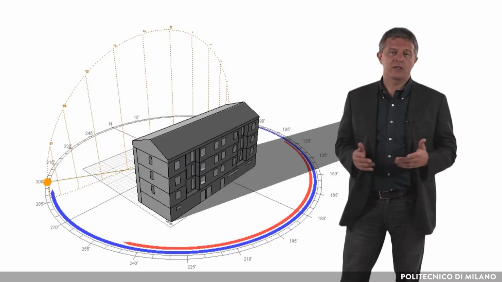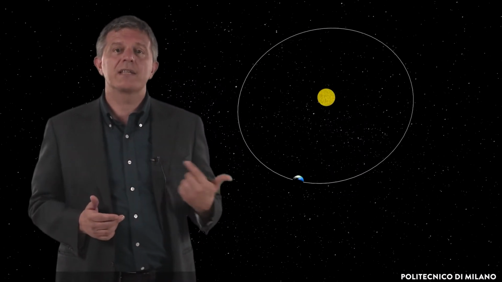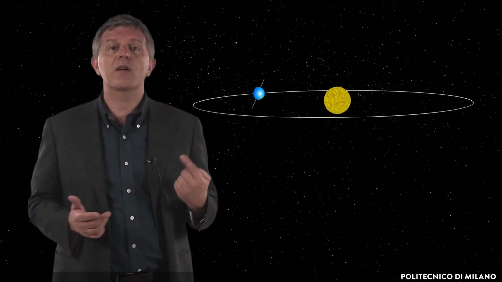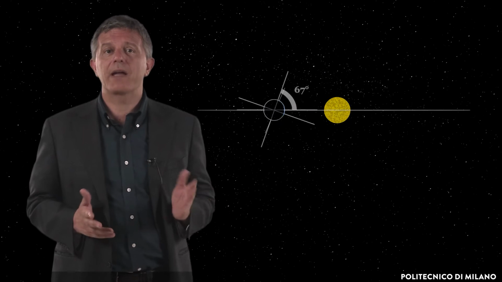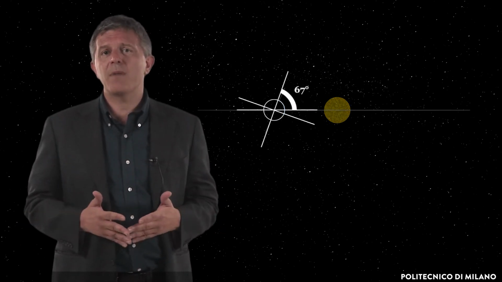and energy efficiency. The Earth moves along an elliptical orbit around the Sun in a little more than 365 days and also rotates around its own axis, inclined by about 67 degrees with respect to the plane of the orbit, employing about 24 hours to perform a complete turn.